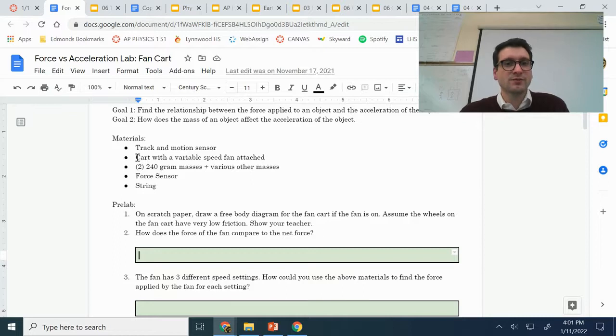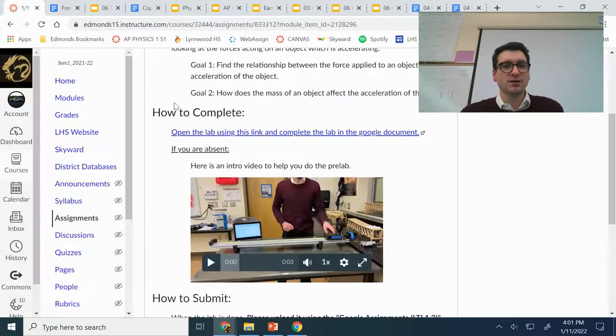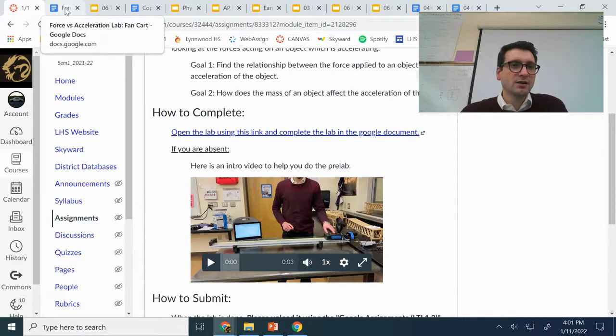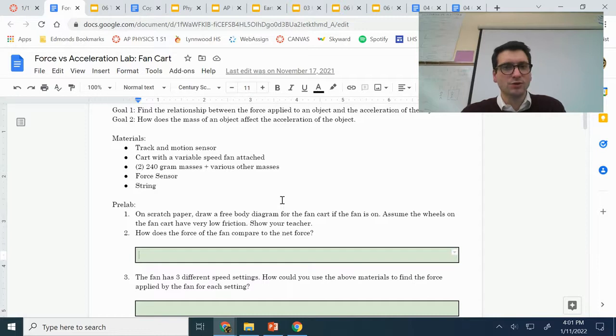The new thing that you haven't seen before is this cart with a variable speed fan attached to it. In the video, you can see right here, that fan has 3 speeds: low, medium, and high, or 1, 2, and 3. So you also get various masses that you can put onto that fan cart. Again, you won't need those until part 2.